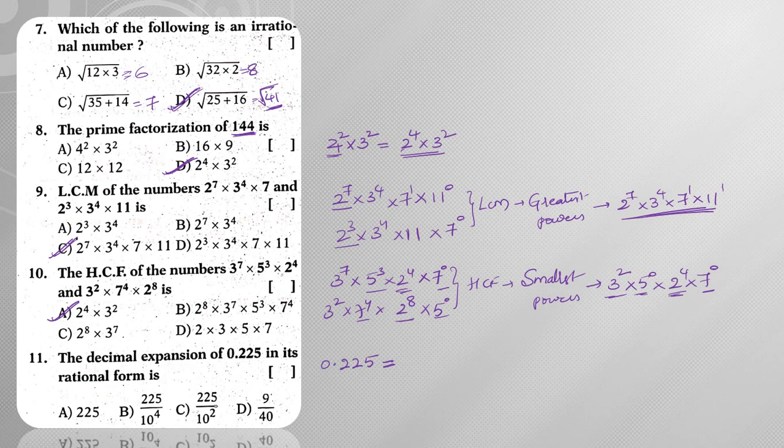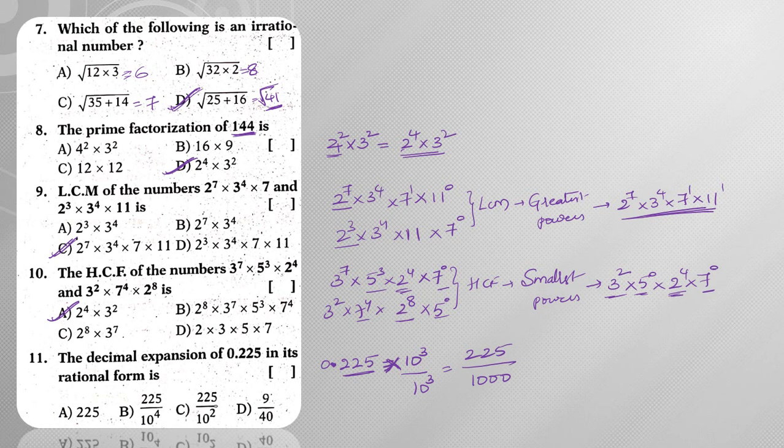So after the decimal point, how many decimal place values are there? We are having 3 decimal place values, so that's why we are going to multiply with 10 raised to the power 3. Since we are multiplying, we need to divide also. Then I can write this as 225 divided by 1000. Hence the answer is 225 divided by 1000.